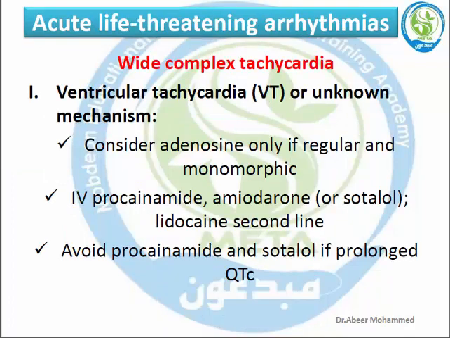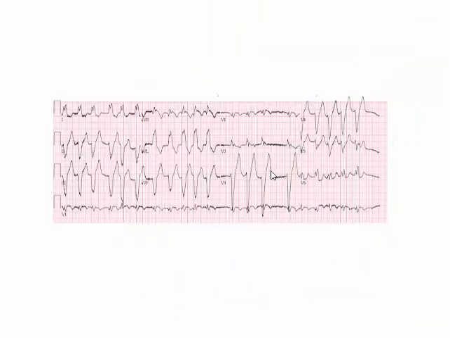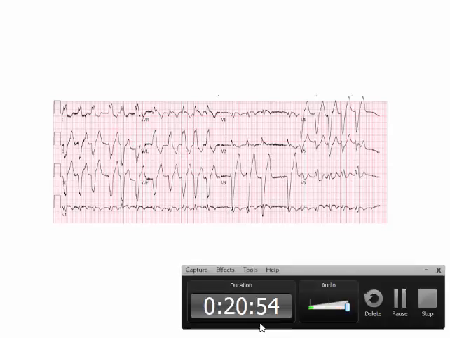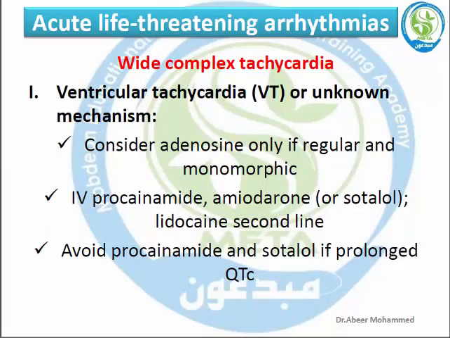Wide complex tachycardia. الكومبلكس اللي هي QRS complex تكون وايد، لاحظوا المسافة من هنا لهنا وايد، so wide. This is a QRS complex. QRS complex is wide. In such case, when the QRS complex is wide, we call it wide complex tachycardia. Either it is ventricular tachycardia or tachycardia with unknown mechanism. Usually with wide complex tachycardia, the problem is in the ventricle itself, not in the atrium.